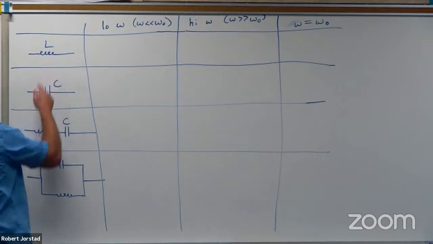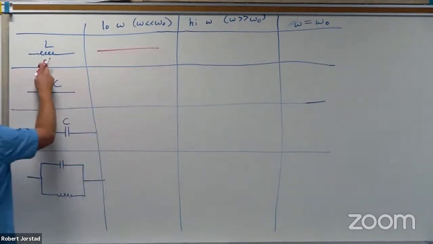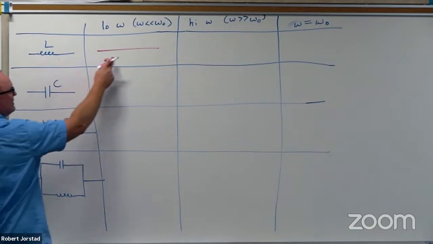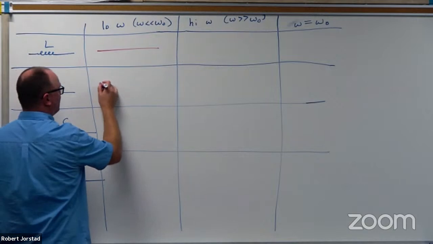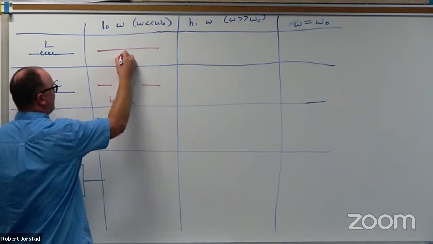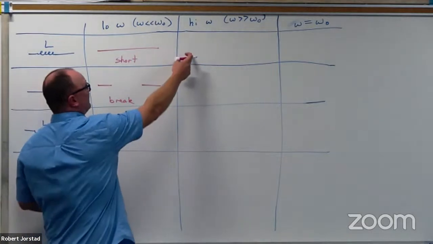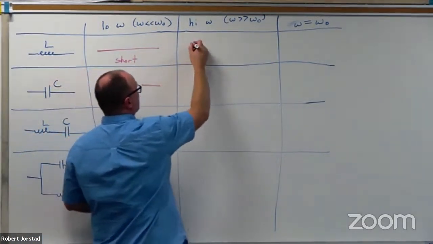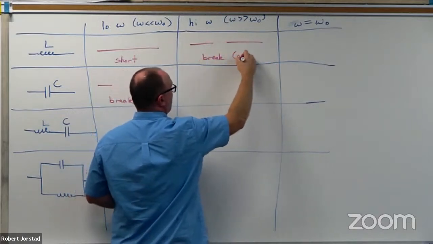At low frequencies, the inductor acts like a short. You can replace the inductor in any of your circuits with just a straight wire or a closed switch. The capacitor, however, looks like a break. So sometimes you'll hear me say, the inductor looks like a short, or the capacitor looks like a break at low frequencies. Now, in this case, over here, at high frequencies, they switch. This is a break or an open switch.